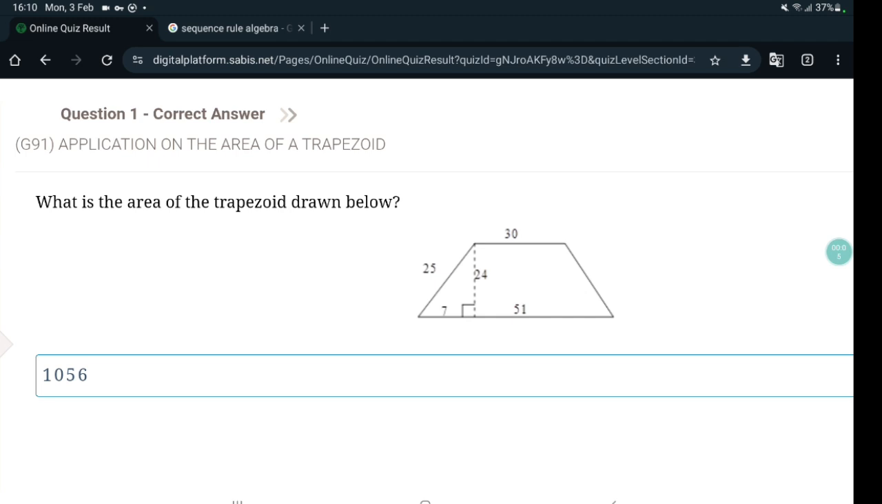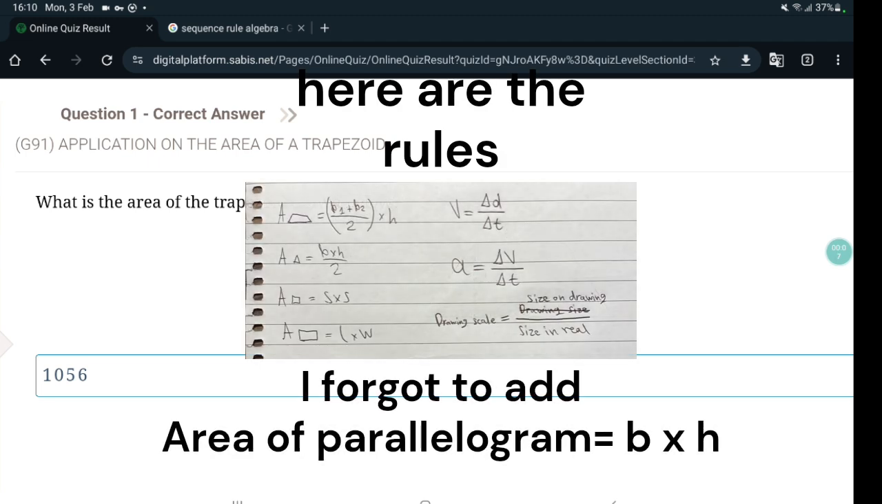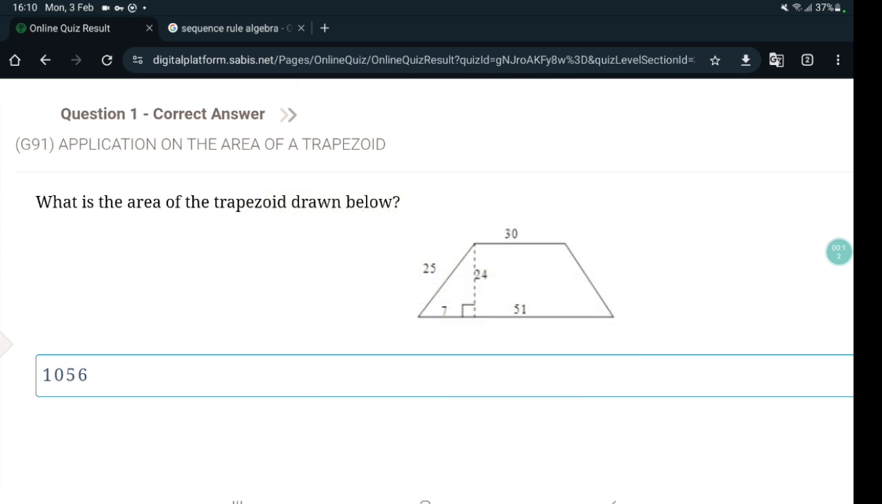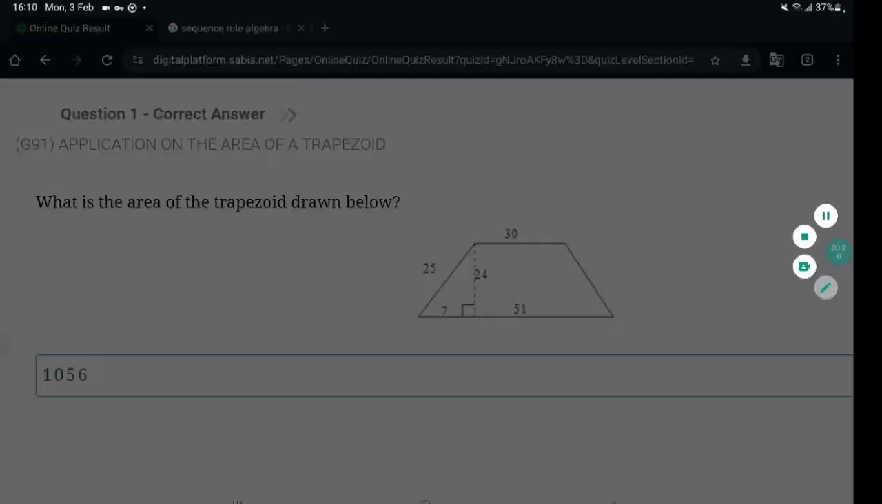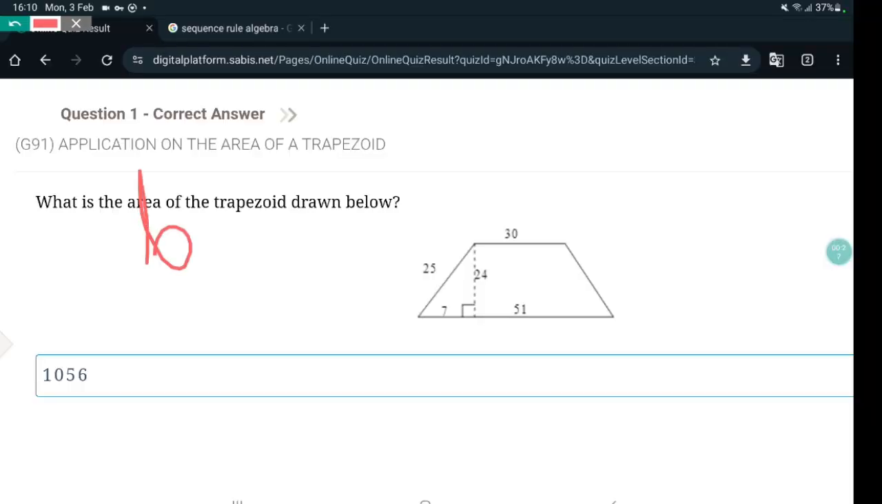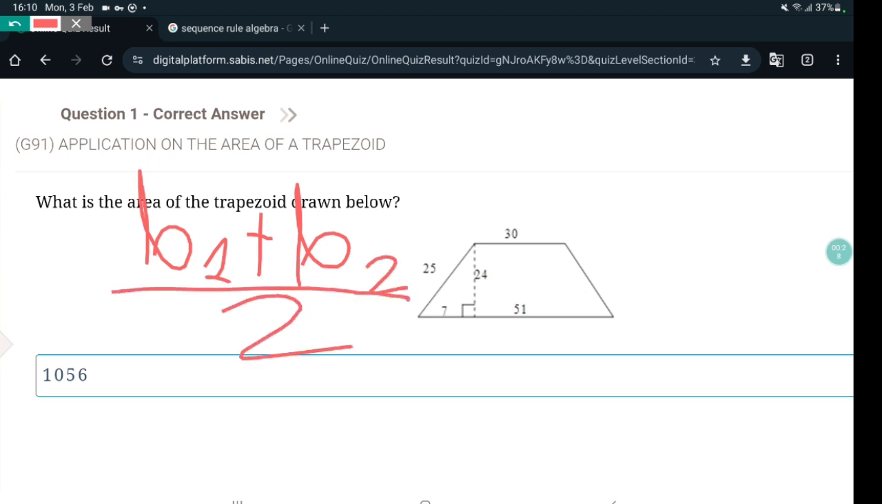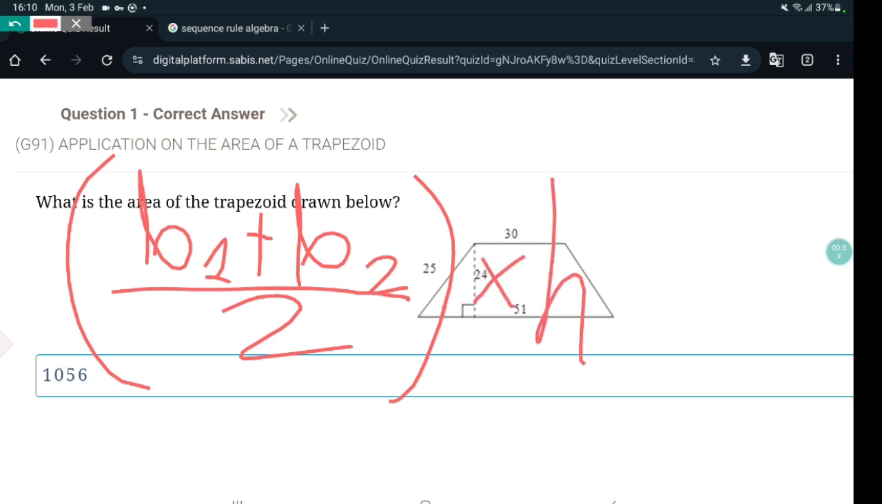Today we will be doing the week 8 CA math quiz. So for the first question, we need to find the area of the trapezoid. The rule for finding the area of the trapezoid is first base plus second base over 2, all of that multiplied by the height.